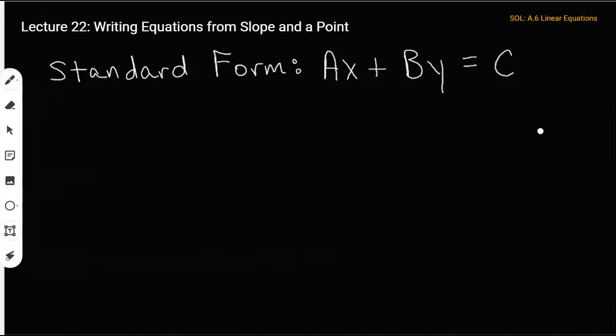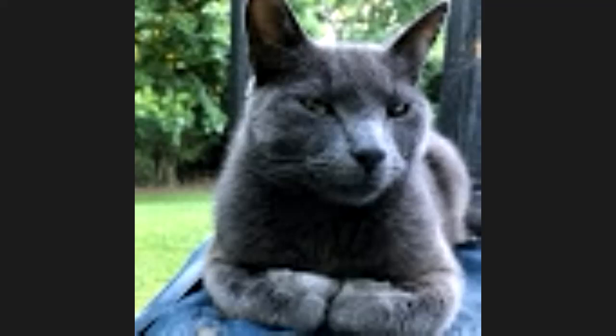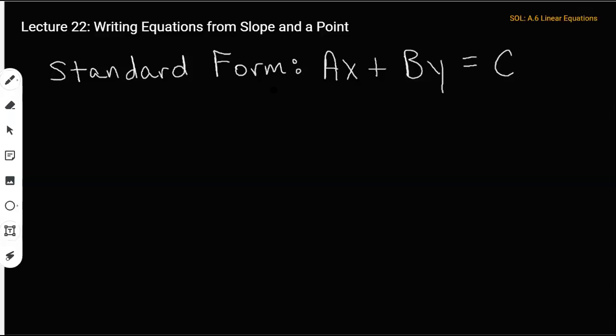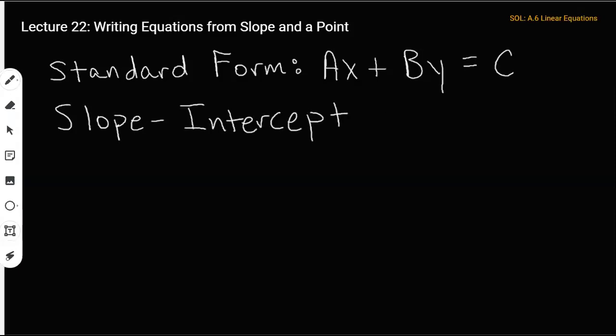The second way that you can write a line is called slope-intercept form. And we're going to write that down. Slope-intercept form. All right, so slope-intercept form, it's exactly what it sounds like. You're going to have a slope and you're going to have a y-intercept. The way you write this is y equals mx plus b.